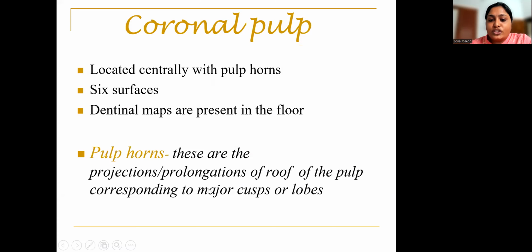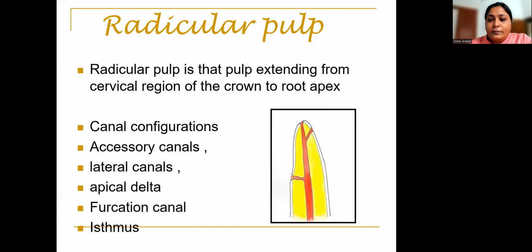The pulp horns are the projections or prolongations of the roof of the pulp corresponding to major cusps or lobes. Radicular pulp is that pulp extending from the cervical region of the crown to the root apex. There are different terminologies which you should know here: accessory canal, lateral canal, apical delta, furcation canal, and isthmus. In the apical third, I'm just repeating, this is the main canal, and then this is the accessory canal, the apical foramen, the accessory foramen. The triangular piece of dentin present between these two is the apical delta.